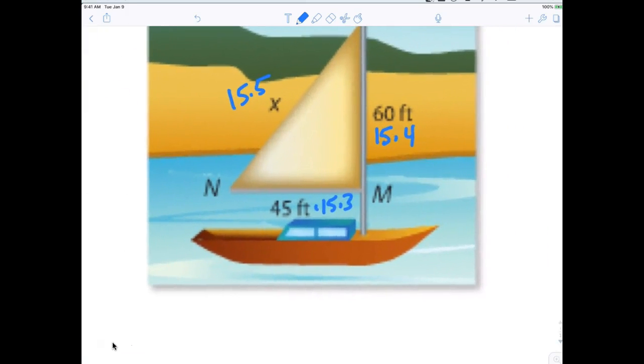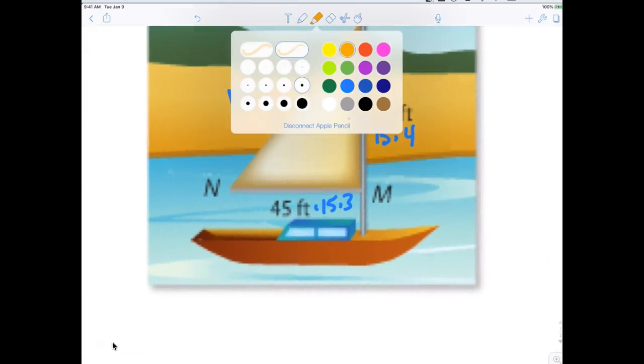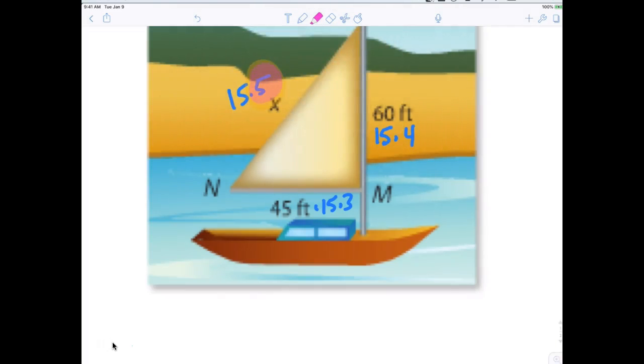So again, here's what the important part is. I recognize that this 5 right here, this 4 right here, and this 3 right here are the Pythagorean triples, correct? And then I just recognize that I multiplied each of them by what? Multiplied each of them by 15. Everybody good? Yeah. I told you, simple.